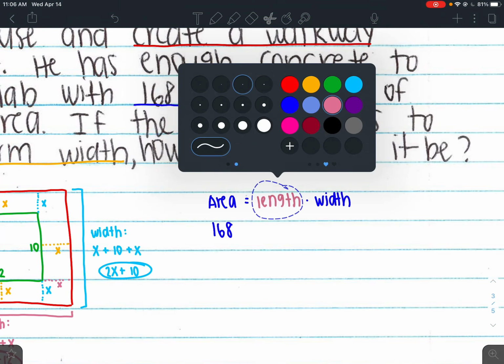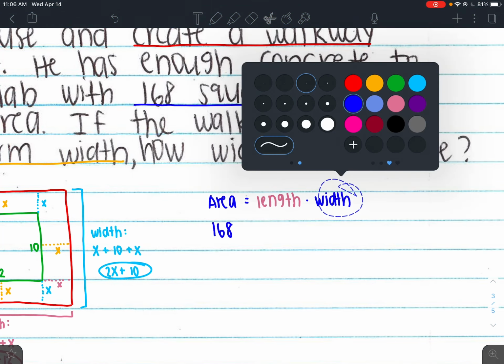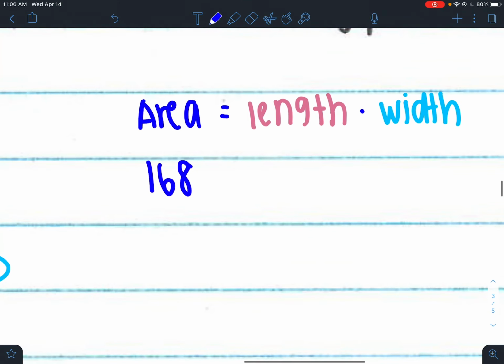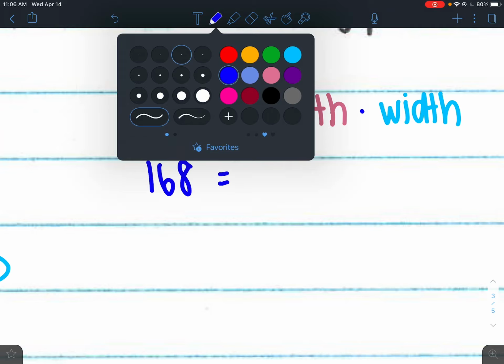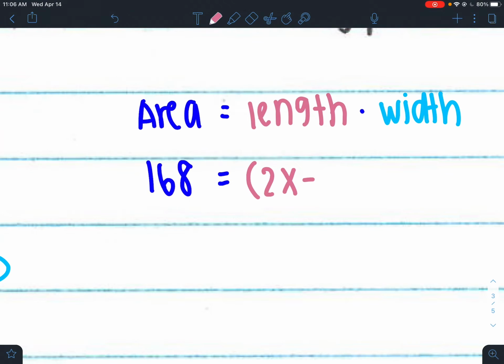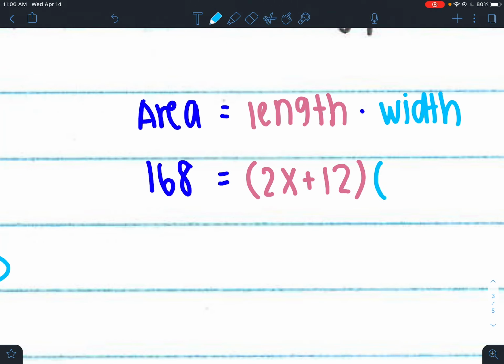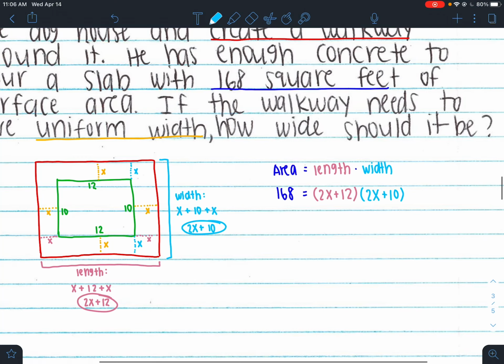Now our length we found in pink, and our width we found in baby blue over there. So our length is 2x plus 12, and I'm going to plug that into my formula. We have 2x plus 12 times our width, which is 2x plus 10. Okay, so we're still setting up the problem here. The setup is quite long. I'll let you know when we actually start solving.